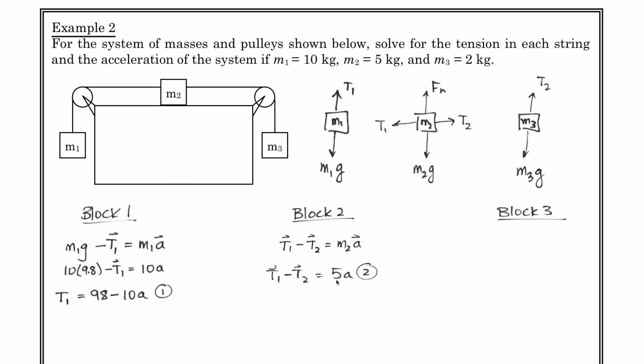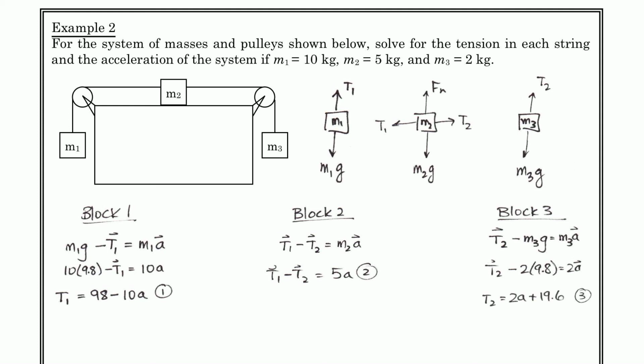We substitute our value for mass, and we have equation number 2. For block number 3, we do the exact same thing. In this case, however, block 3 rises, so the positive direction for this block is T2, and the negative direction is downwards, which is gravity. So we write T2 minus M3G is equal to M3A.